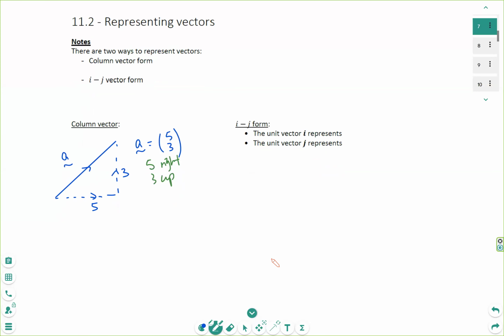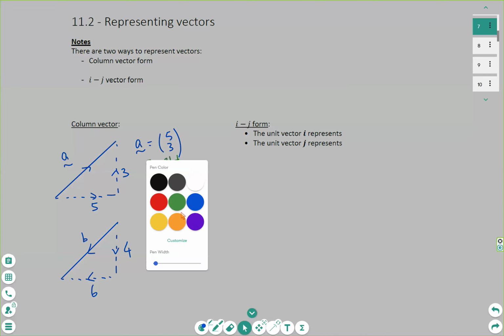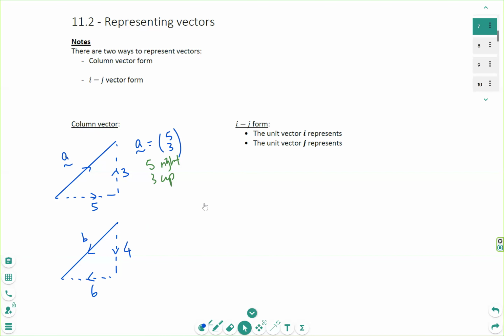And if we have, let's say, another one, which is that way, okay, let's call this B. This time, to go to the bottom left, we go 6 left and 4 down. Then you could imagine B will equal (-6, -4), because 6 left and then 4 down. So that's column vector form, like a translation vector.